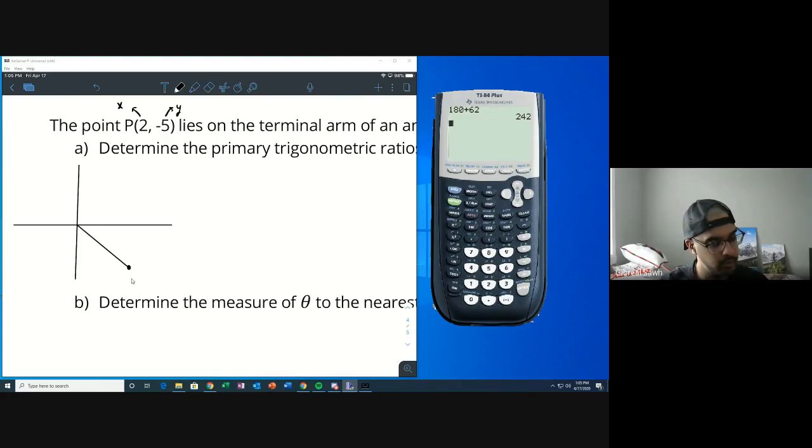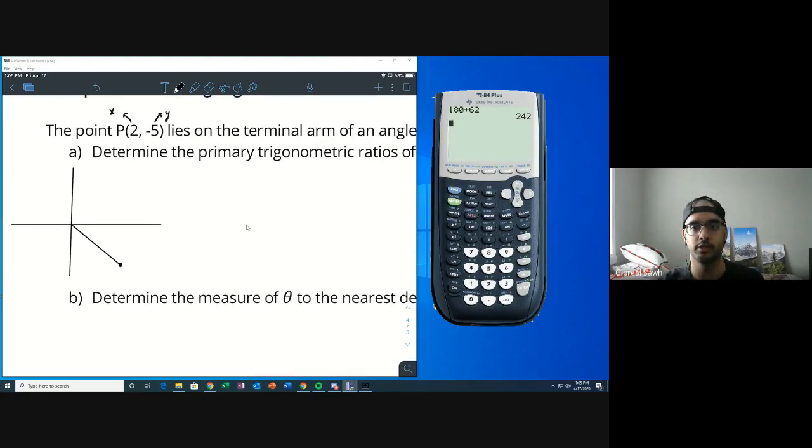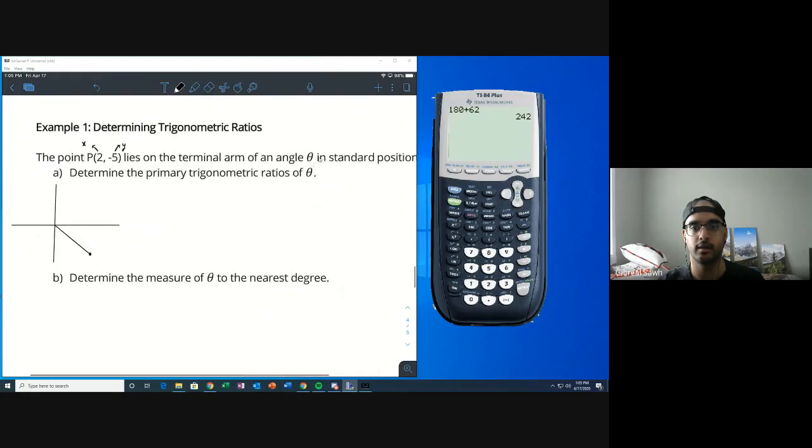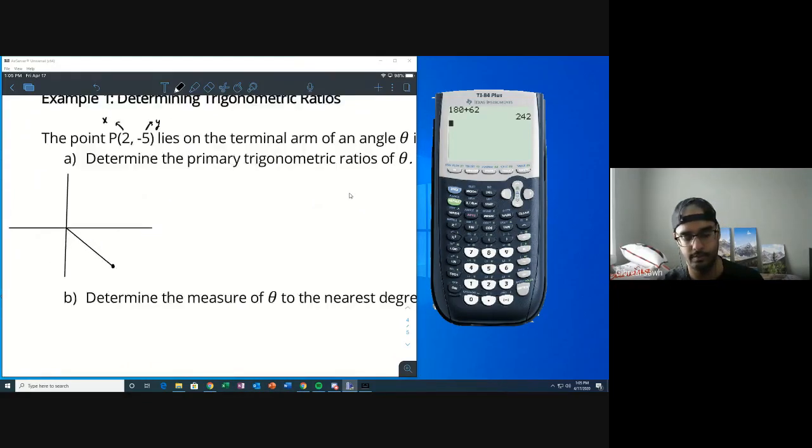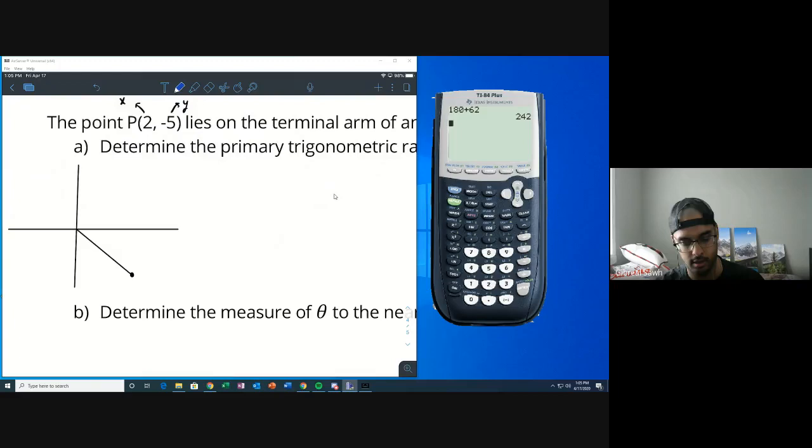We need to determine the primary trig ratios of theta. So theta originally is on that angle in standard position. Okay, so remember that theta could also be here. We're essentially reflecting it enough times to get it down here. Okay, so they're the same. The signs are just going to be a little different, but the angle represented is the same.